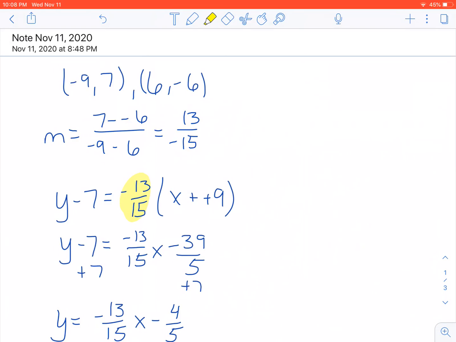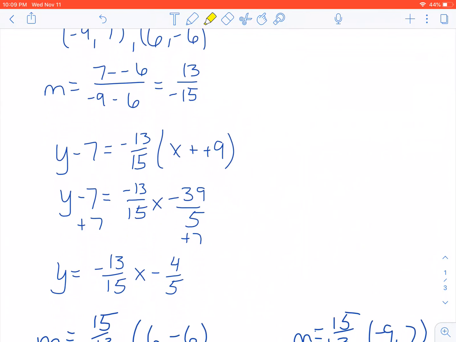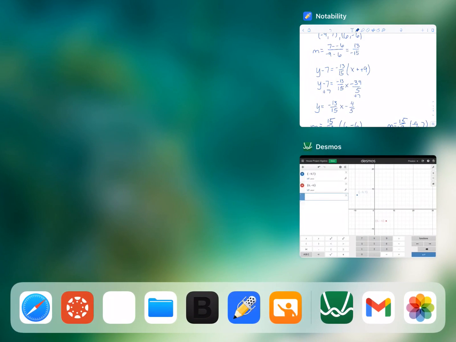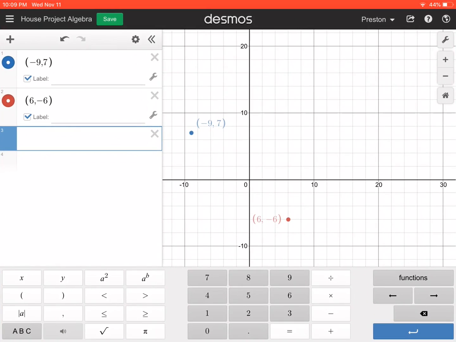So here's m, and I plugged in 7 for y sub 1 and -9 for x sub 1. And when I do all that, I get into slope intercept form. The key here is to make sure that you have this in improper fraction form. That's how you're going to need to set it up in order to get full points on this. So when I plug that in, y equals -13/15 x minus 4/15.